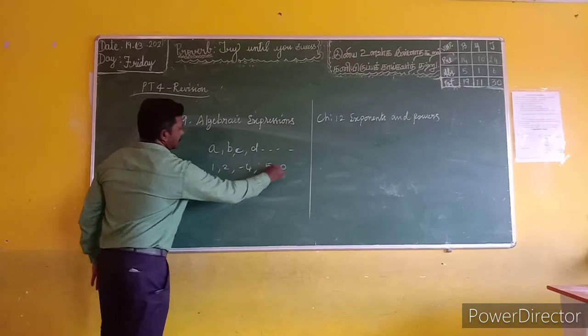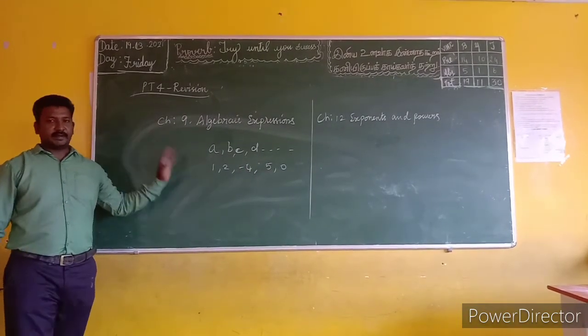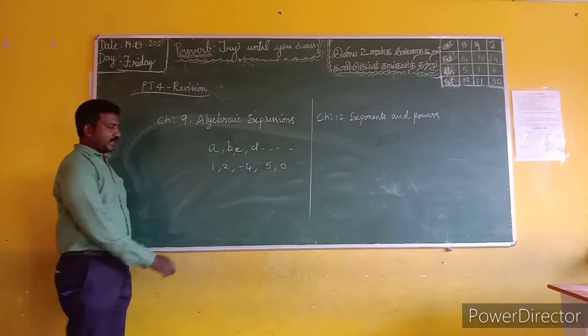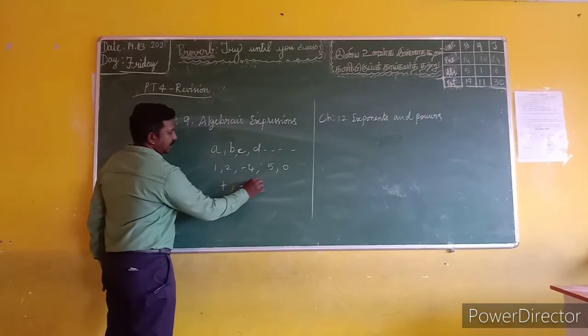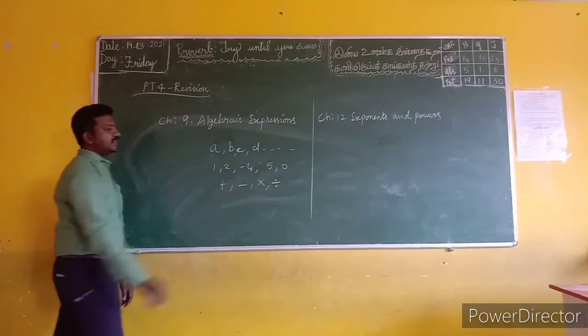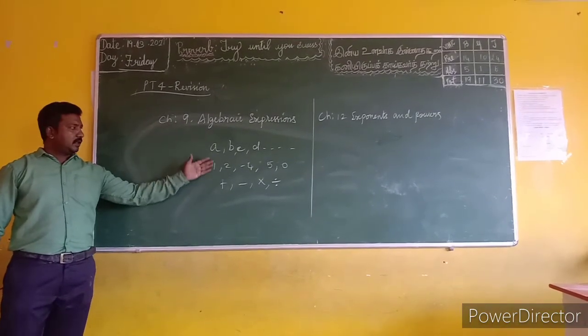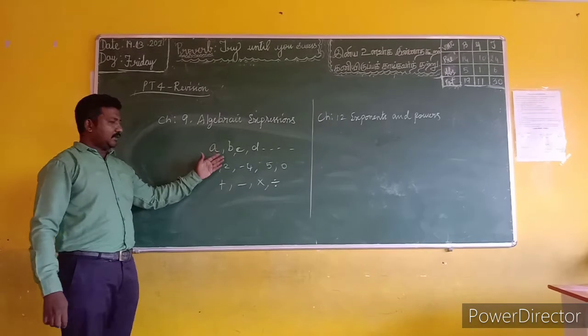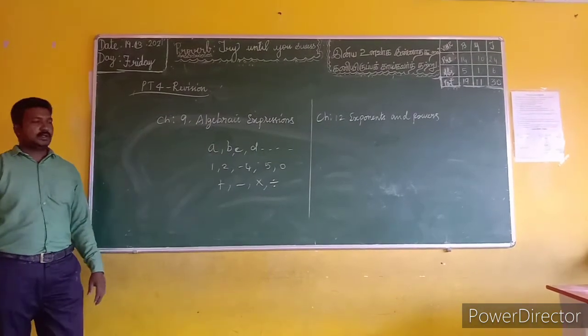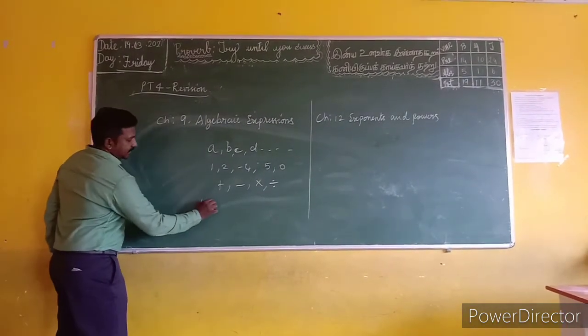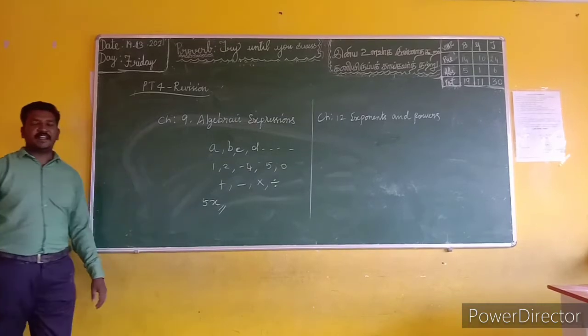Anything. Numerical values, anything. And operators. What are called operators? Plus and minus, multiplication and division. So these 3 kinds of values we have to compare. For example, 5x is an expression.